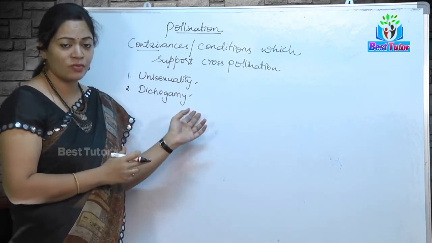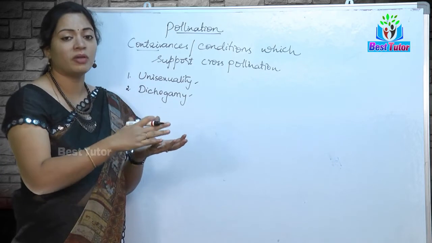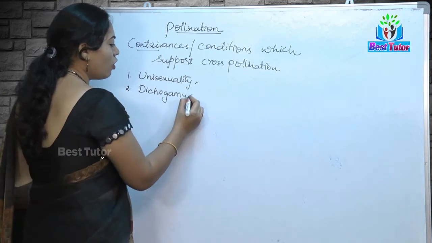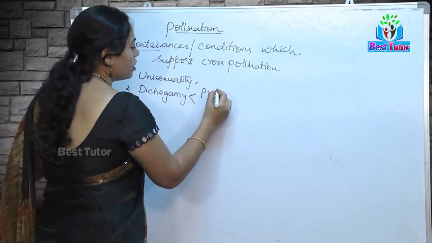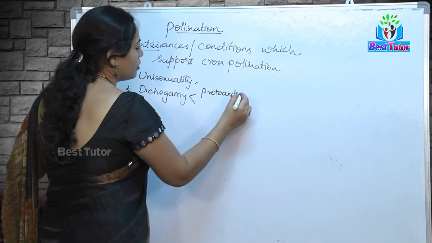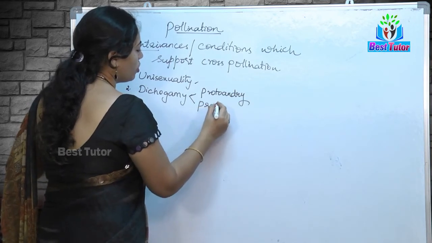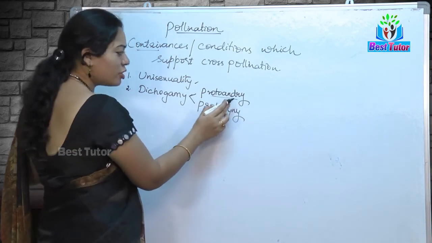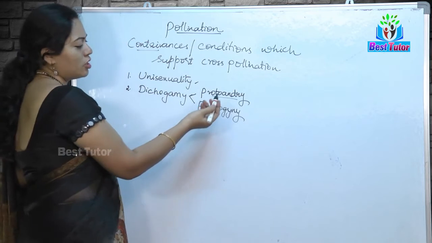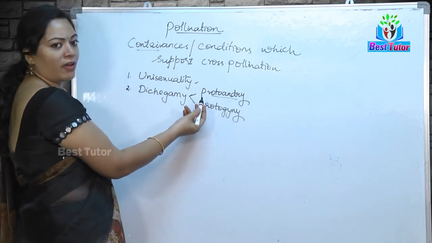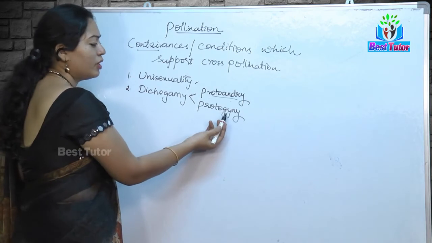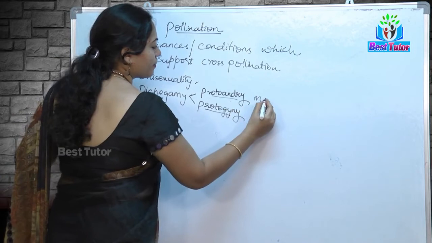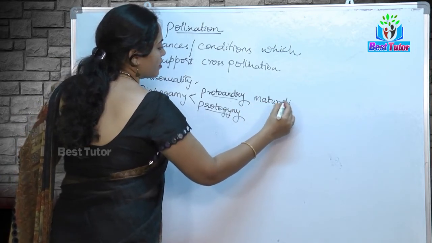But there are cases where the maturation timings will be different. Androecium matures first or gynoecium matures first. Then we call those conditions proto-andry and proto-gyne. Proto-andry means androecium is getting matured first. Proto means first. So if androecium matures first, the condition of the flower is known as proto-androus flower, and if gynoecium matures first, then it is known as proto-gyne. It means maturation at different times.